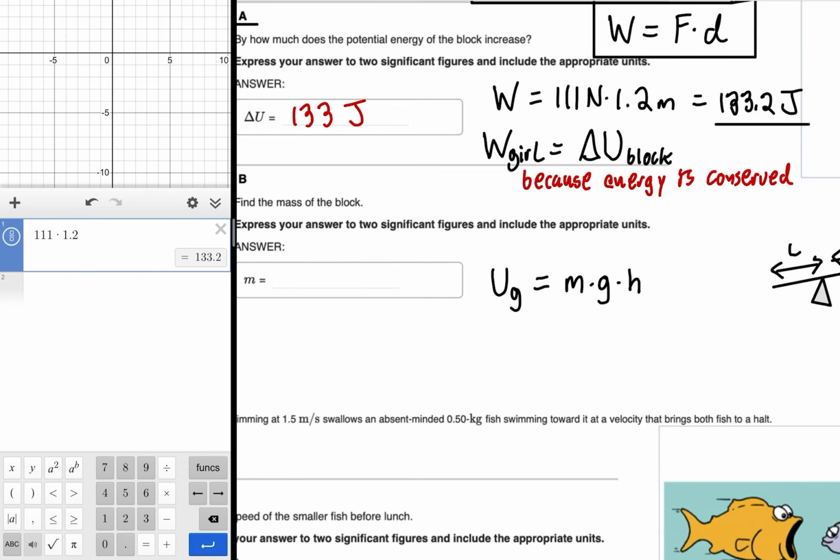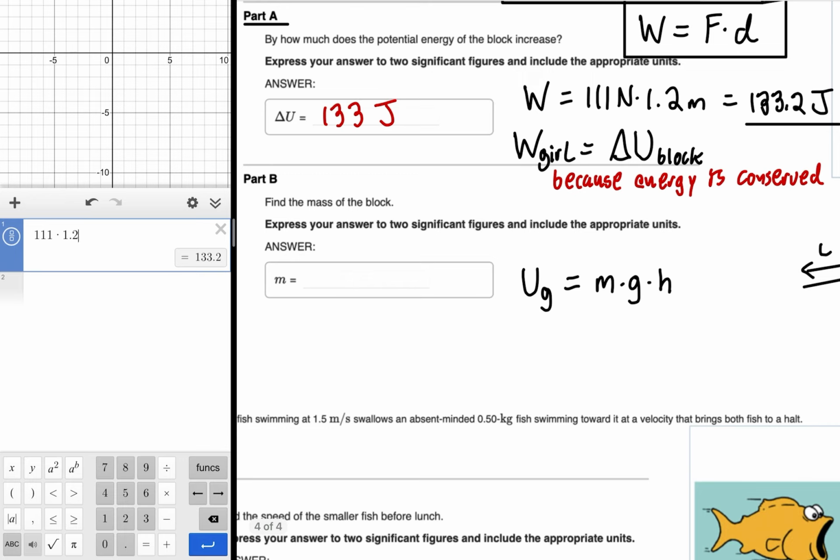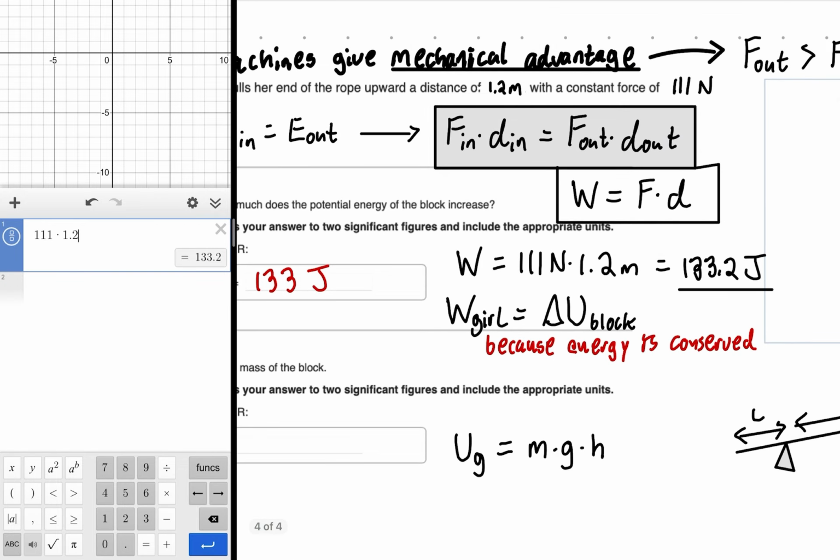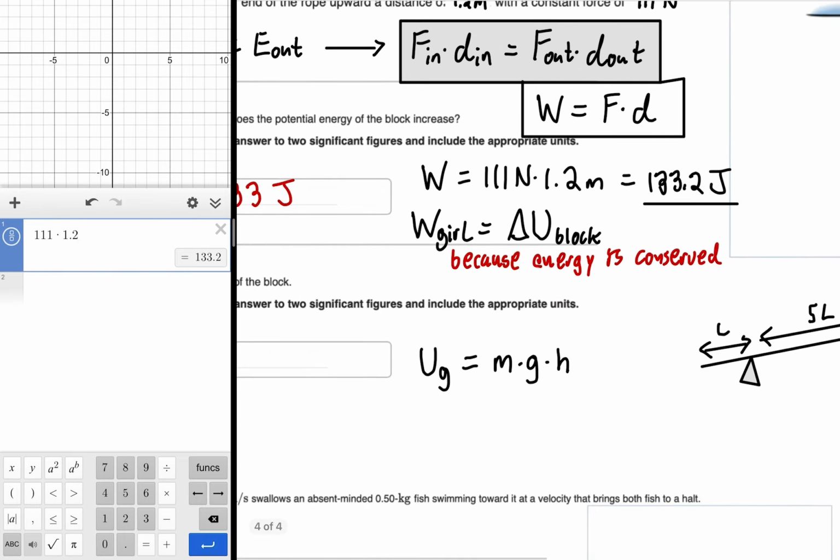Now, we know that this gain in potential energy is none other than the value that we had in part A. So all we have to do is solve for m. However, there's a caveat, because you might say, now I'm going to use the value of h, the 1.2 meters. But you can't. That would be incorrect. You'd get exactly half the correct answer, because you can't use h, you have to use half of h.